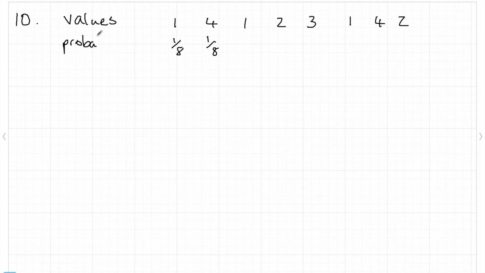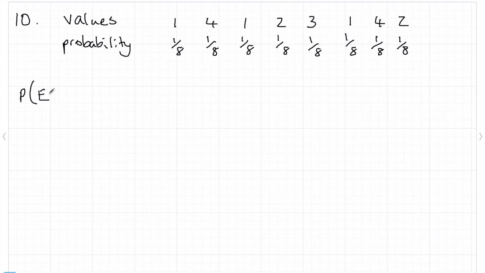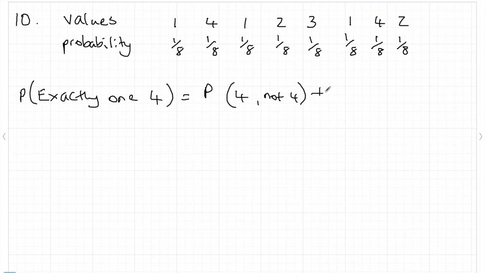Question 10. Work out the probability of getting exactly 1 four in 2 spins. So I suggest drawing out a table here for all the different possibilities and their probabilities. So the probability of exactly 1 four is either a 4 first and not a 4, or not a 4 and then a 4.